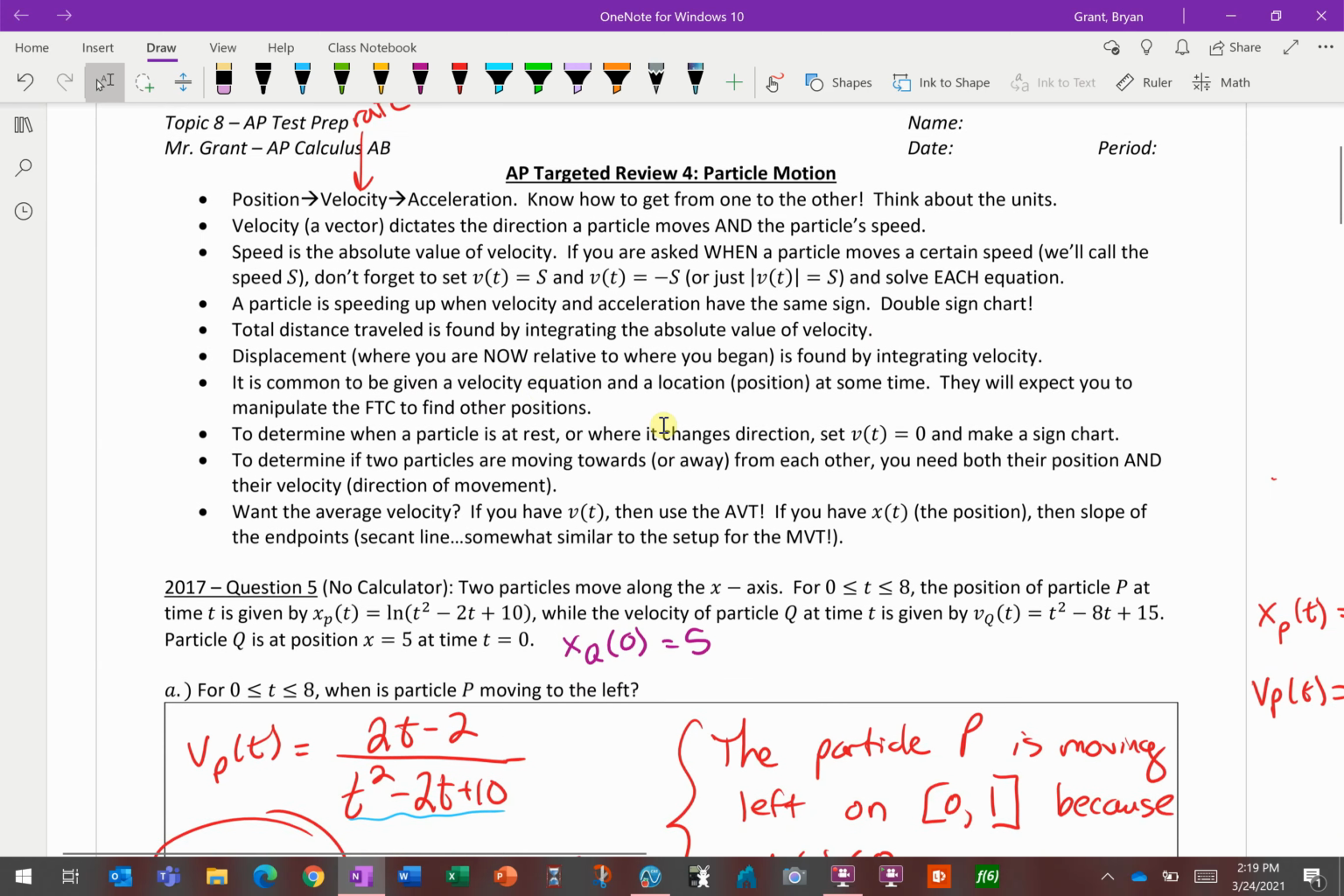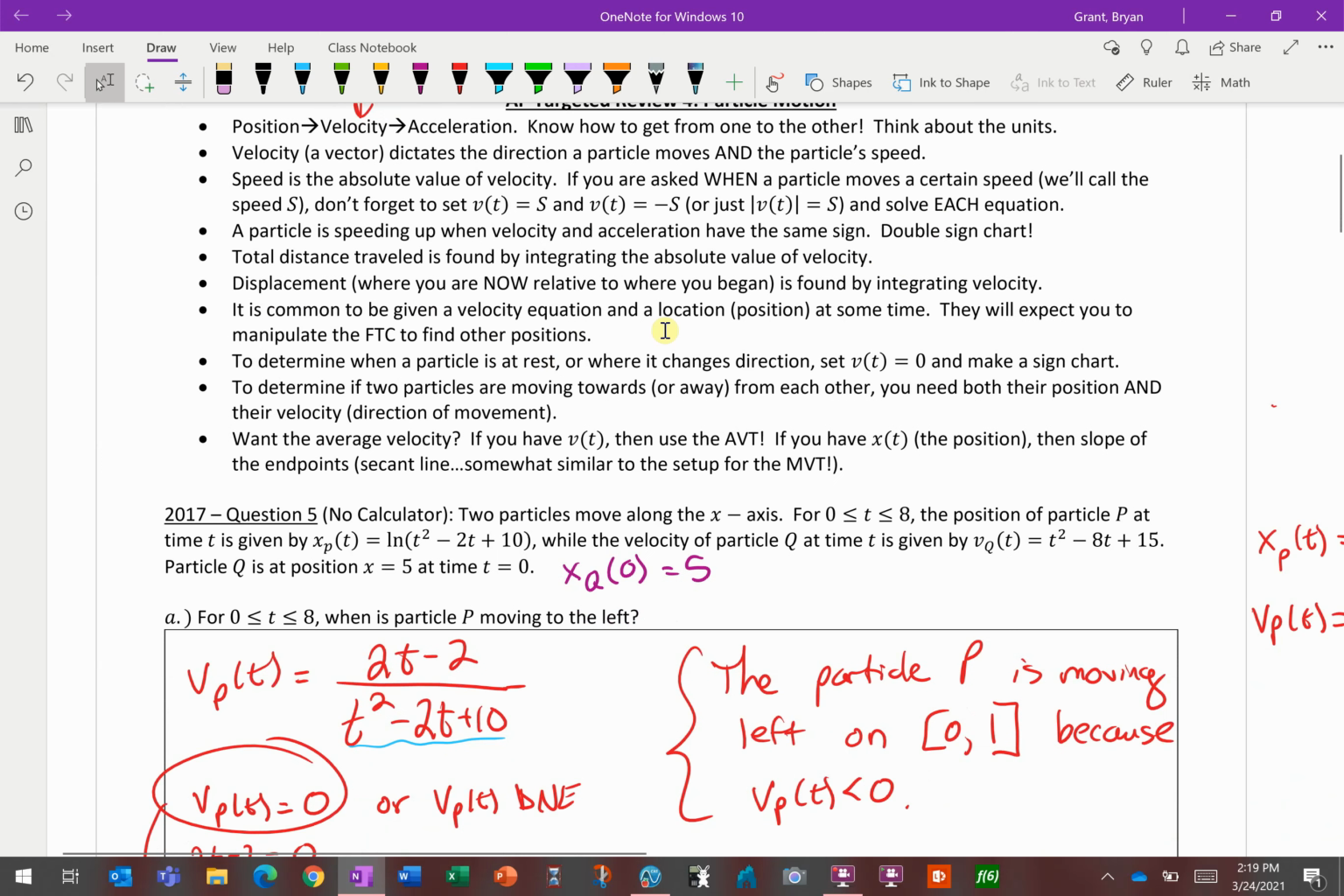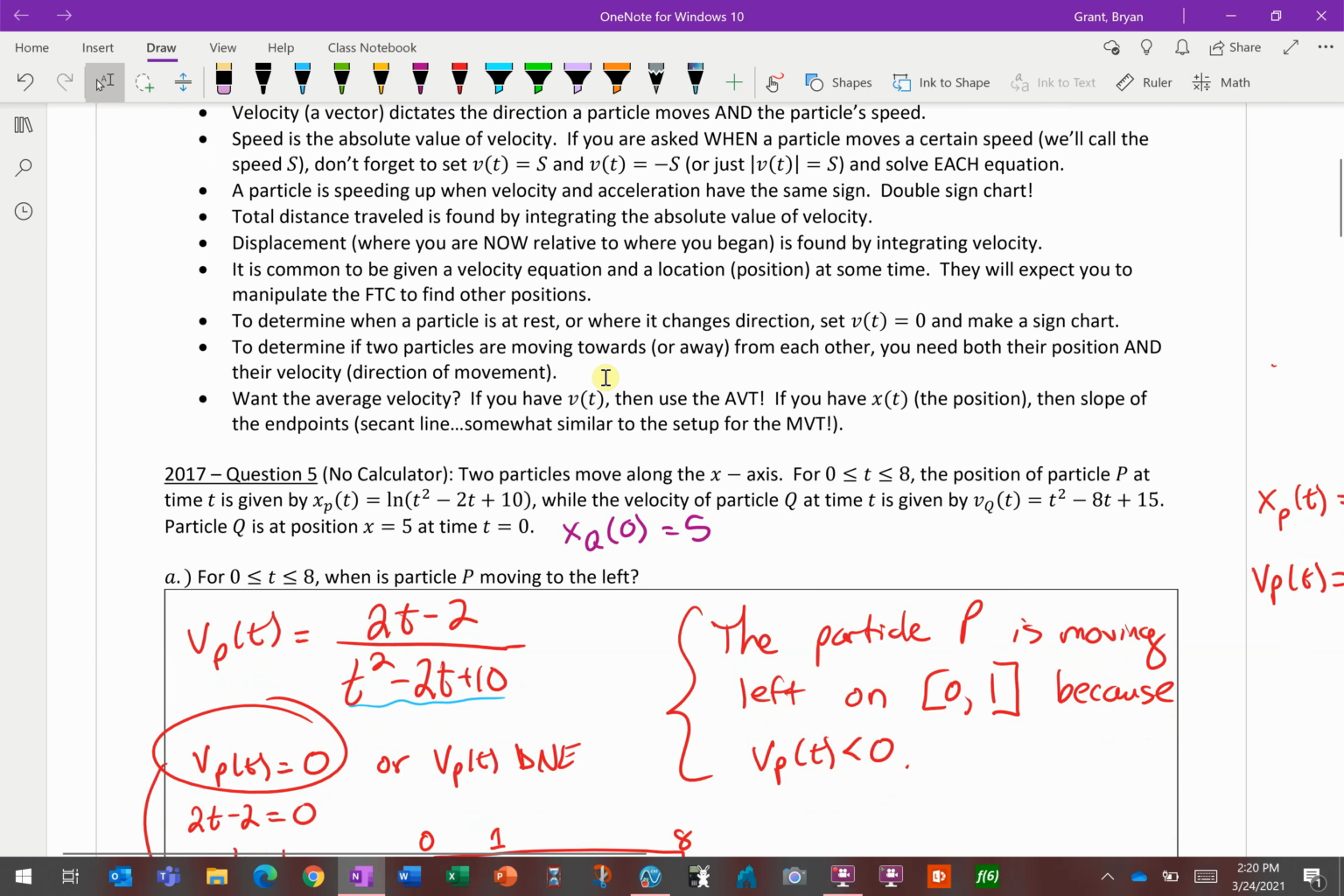You are certainly going to have to manipulate a velocity equation using the fundamental theorem to find other positions. If you want to find where a particle is at rest, you set the velocity to 0 and make a sign chart. If you want to find which direction a particle or an interval where a particle is moving left or right, you do the same thing here. You set velocity equal to 0, make a sign chart, and look at the different intervals. To determine if two particles are moving towards or away from each other, not only do you need to know where they're currently located, that's the position, you also need to know which way they're moving.